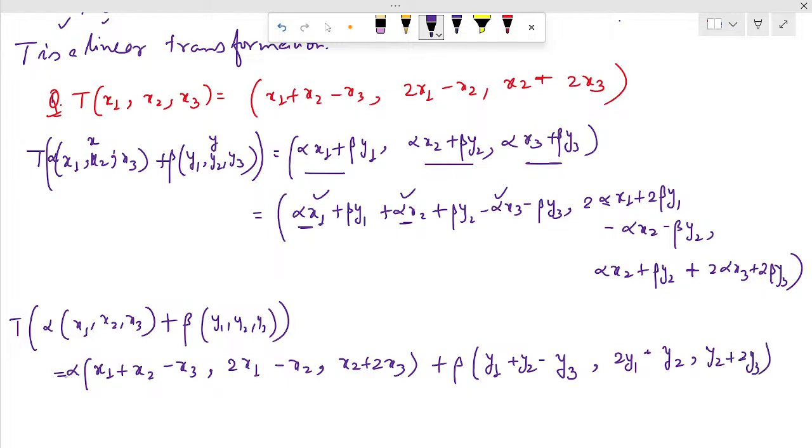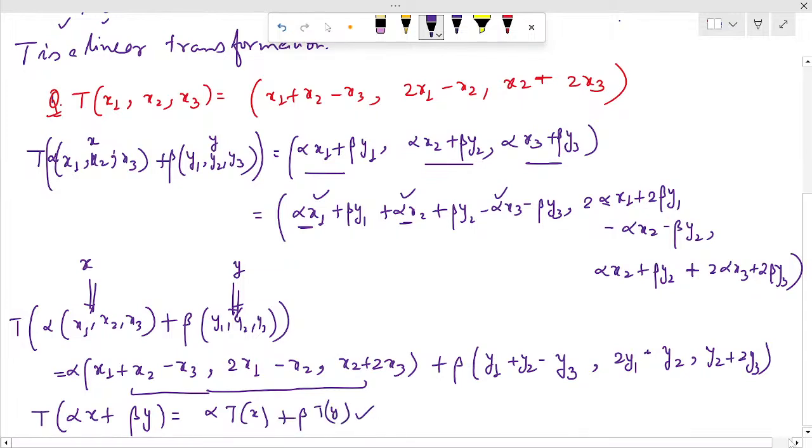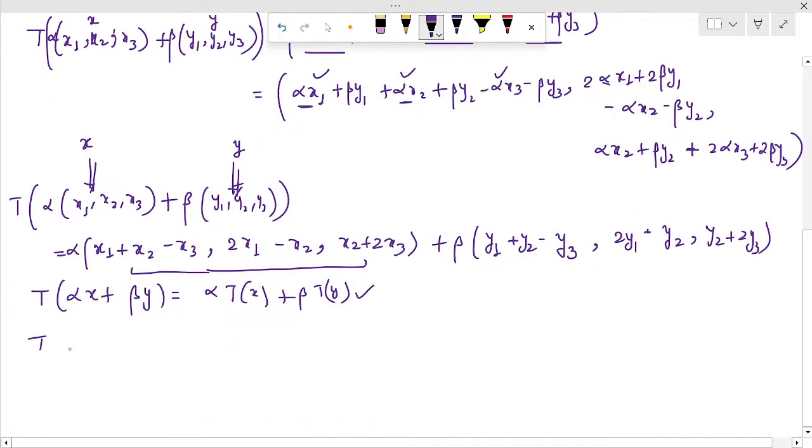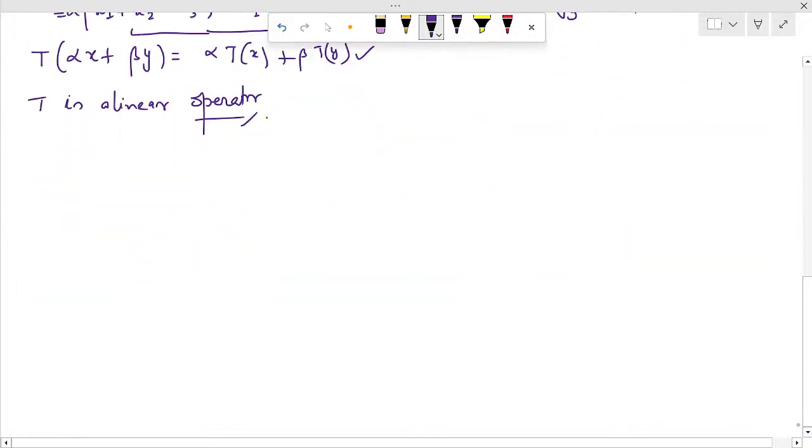So what has happened? Let's say this vector x1, x2, x3 I'm calling x, and this vector y1, y2, y3 I'm calling y. So what am I getting? I'm getting T(alpha x + beta y) equals alpha times what is nothing but Tx, plus beta times what is nothing but Ty. So clearly it satisfies the property of a linear transformation, and I'll say that T is a linear operator or linear transformation. Okay, this is one.